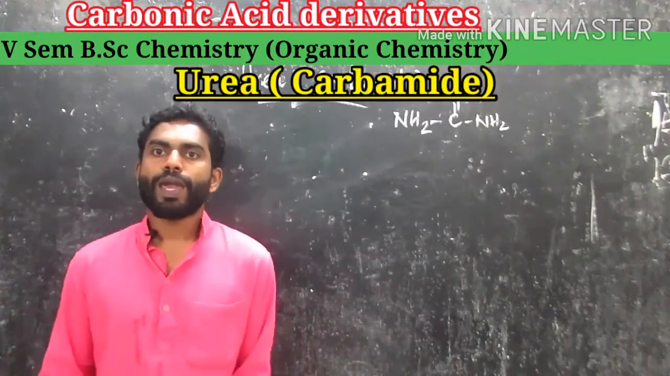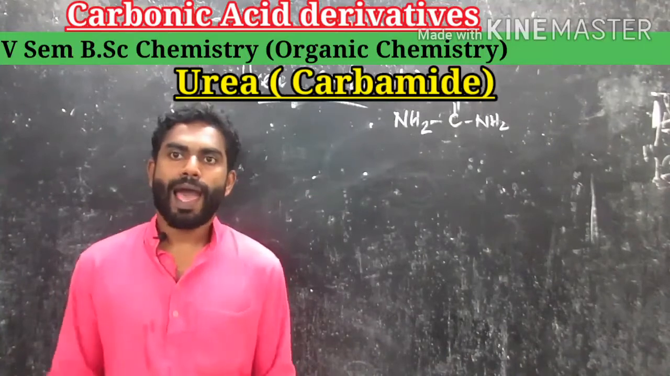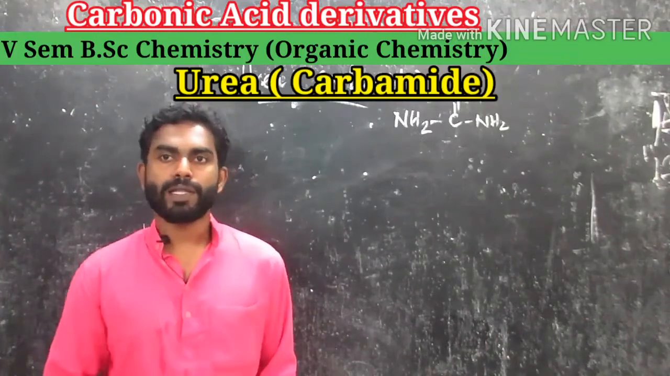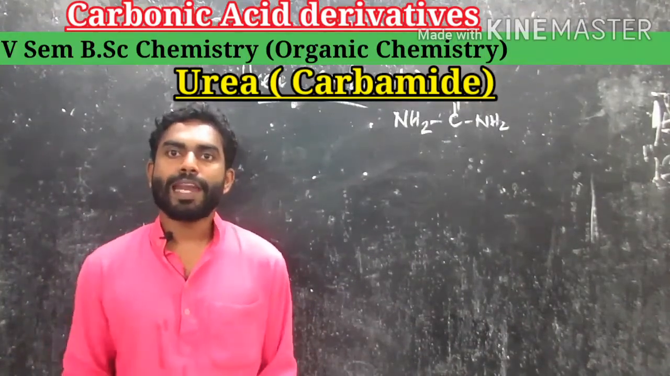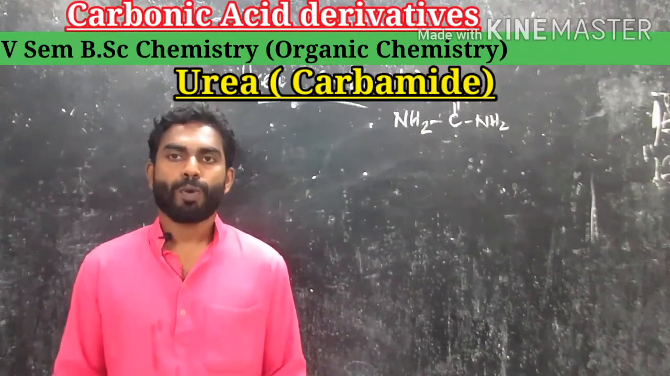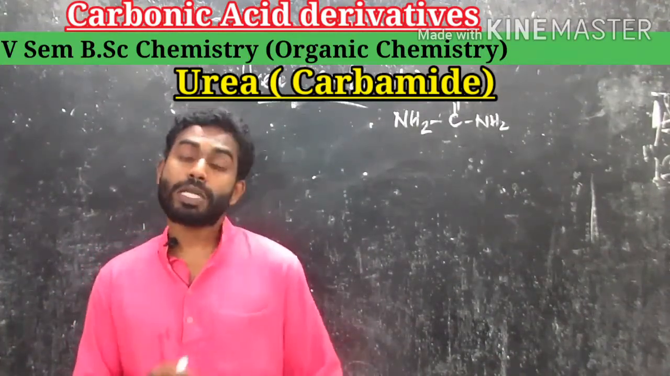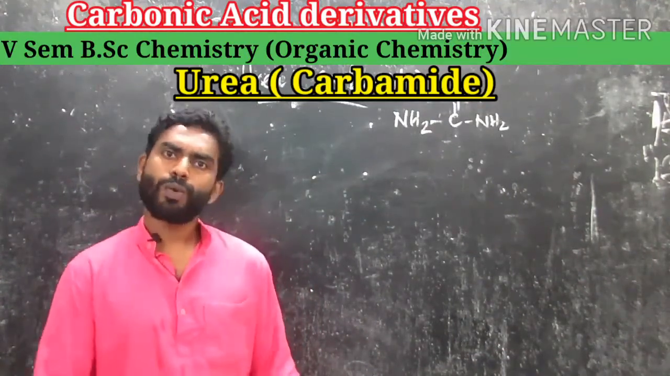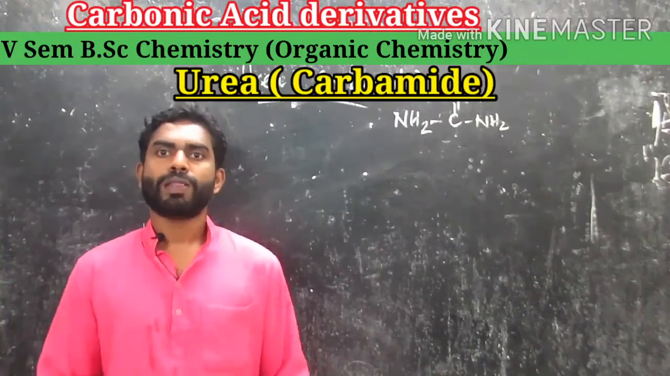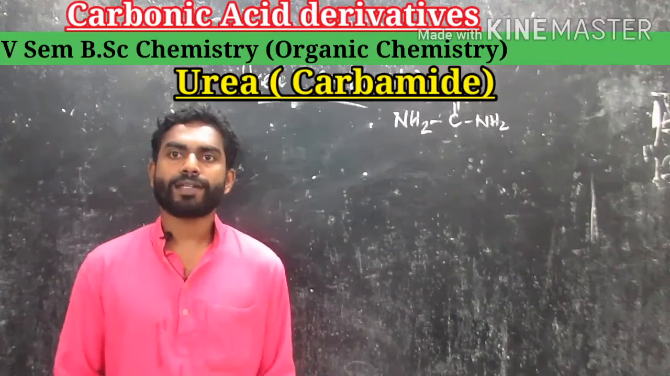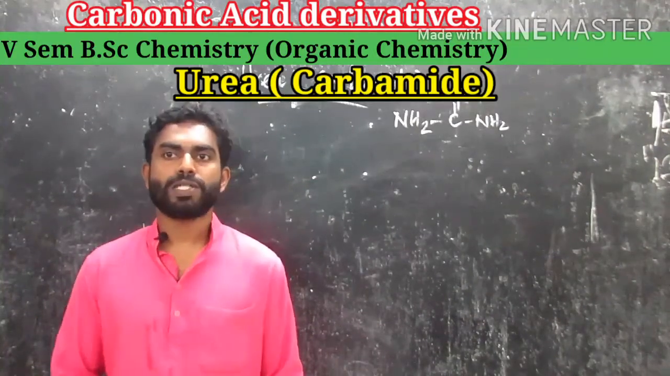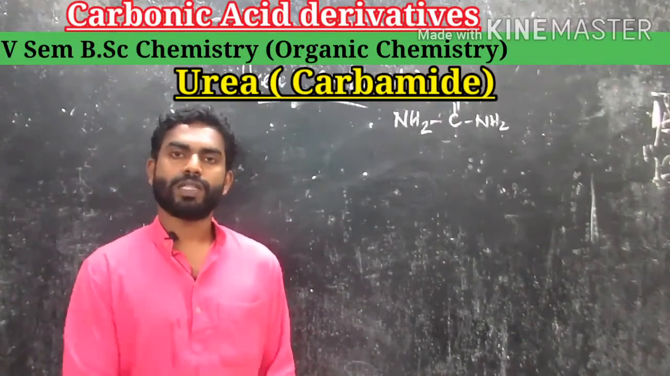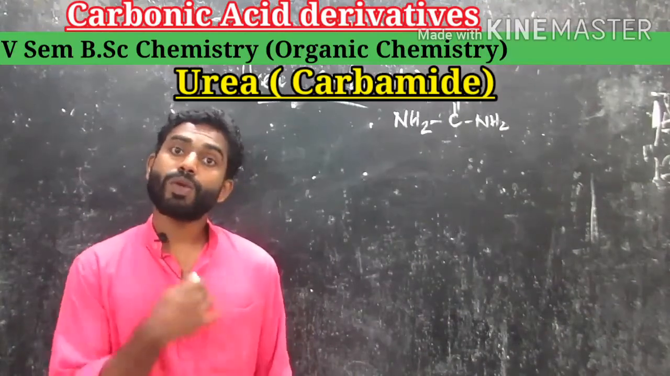Urea is a diamide of carbonic acid and hence the name carbamide. Urea is an end product of the metabolism of protein in our body and is excreted in urine. In protein metabolism the end product is actually urea. The name urea originated from the fact that Rouelle first isolated it from urine. He is a scientist who first isolated urea from urine.